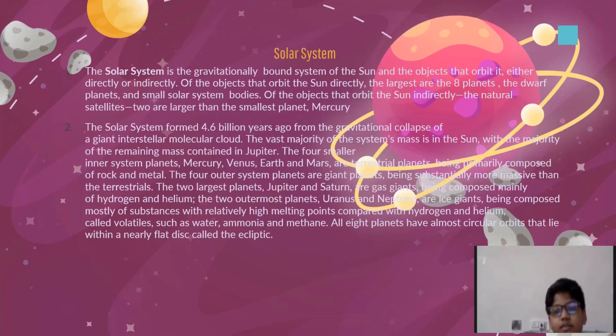The 4 outer system planets are giant planets, being substantially more massive than the terrestrials. The 2 largest planets, Jupiter and Saturn, are gas giants, being mostly composed of hydrogen and helium. The 2 outermost planets, Uranus and Neptune, are ice giants, being composed of mostly substances with relatively high melting points compared with hydrogen and helium, called volatiles, such as water, ammonia and methane. All 8 planets have almost circular orbits that lie within a nearly flat disk called the ecliptic.